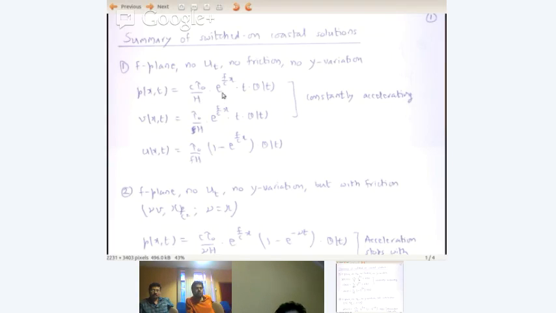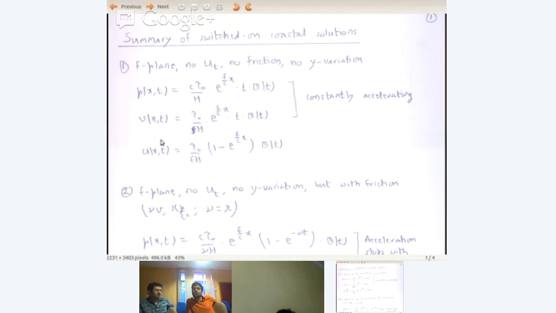P is C tau naught by H into e power f by c x, into t into theta of t. V of x, t is given by this expression. Again, you have t into theta of t. So you find a constantly accelerating solution. U of x, t is tau naught by fH into 1 minus e power f by c into x, into theta of t.